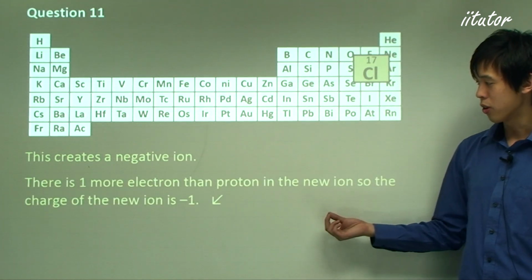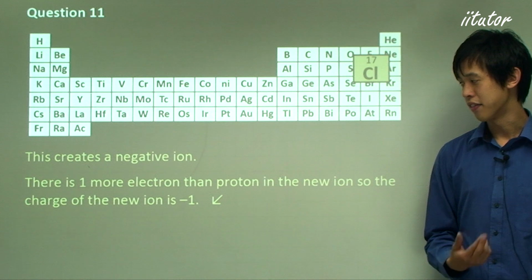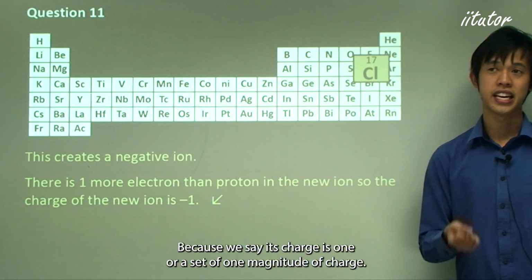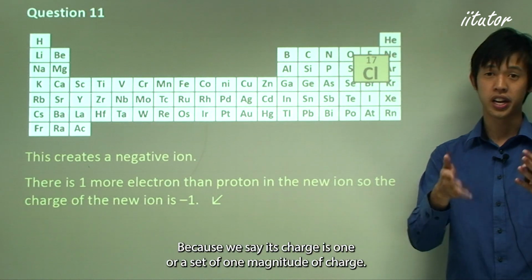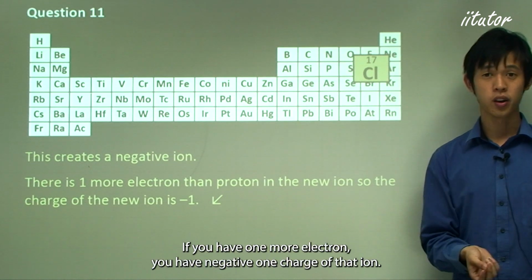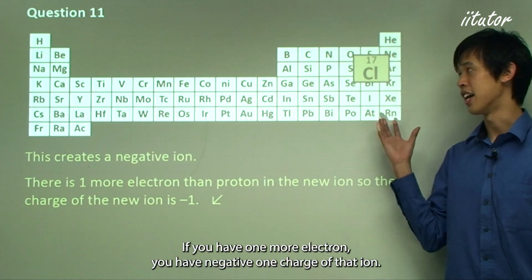Now, since there's only 1 more electron than proton, the new ion will have a charge of -1, because we say each charge is 1, or 1 magnitude of charge. If you have 1 more electron, you have a -1 charge on that ion.